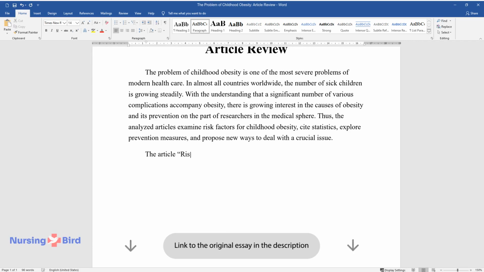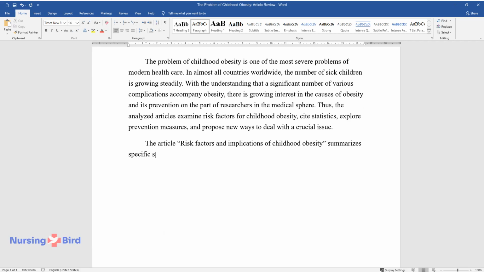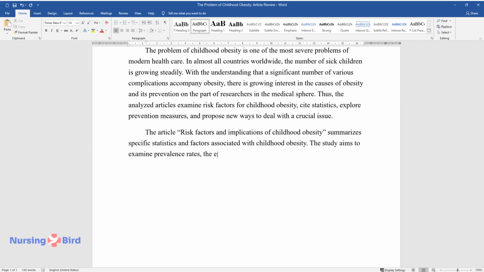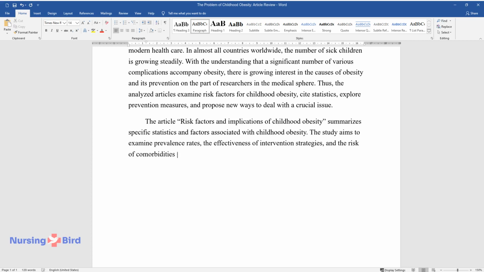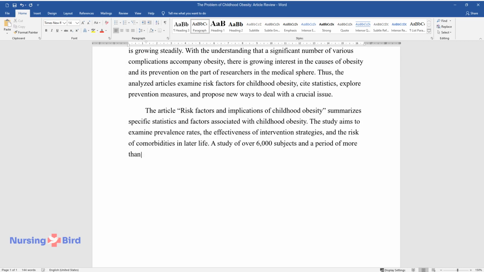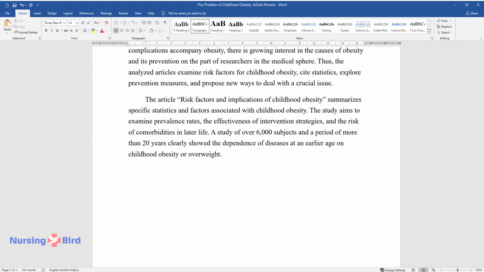The article Risk Factors and Implications of Childhood Obesity summarizes specific statistics and factors associated with childhood obesity. The study aims to examine prevalence rates, the effectiveness of intervention strategies, and the risk of comorbidities in later life. A study of over 6,000 subjects in a period of more than 20 years clearly showed the dependence of diseases at an earlier age on childhood obesity or overweight.